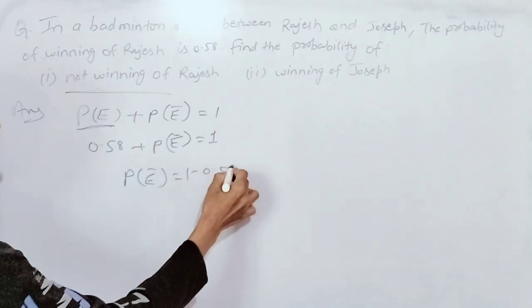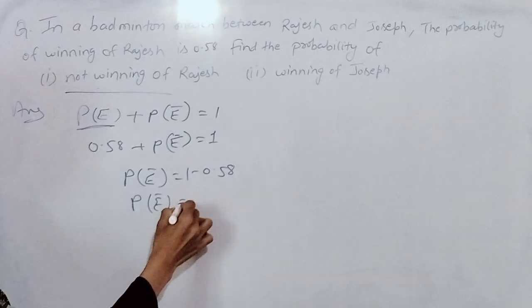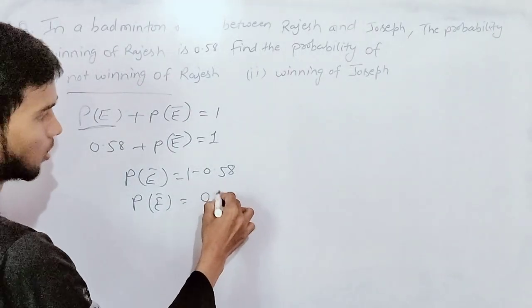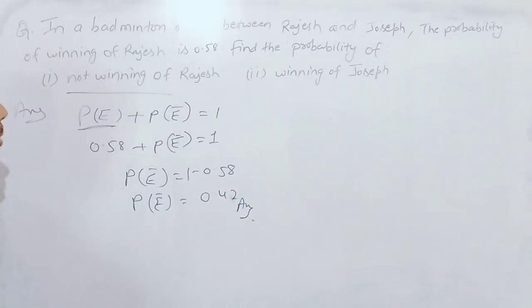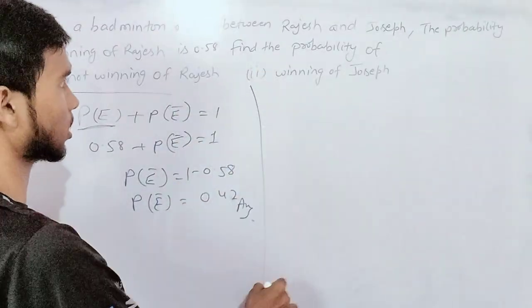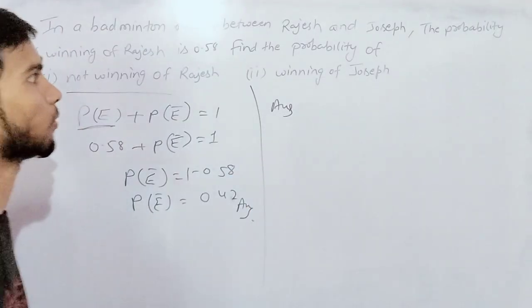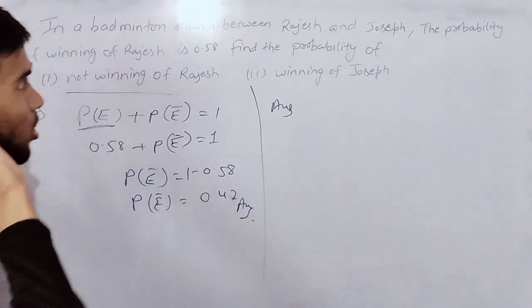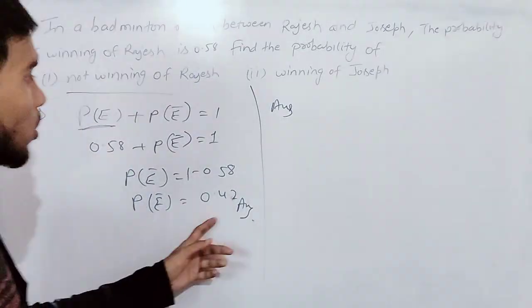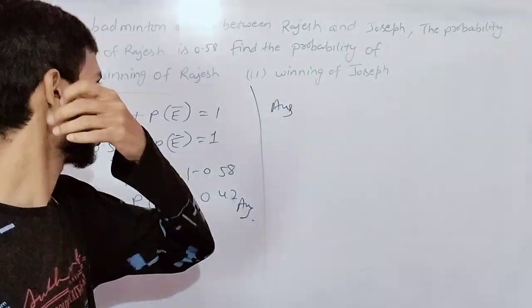1 minus 0.58. From this we will get the probability of not happening, 0.42, not 0.48. So this is the probability of not winning of Rajesh. In this case, the answer would be the winning of Joseph. So here 0.42 is the probability of winning of Joseph.